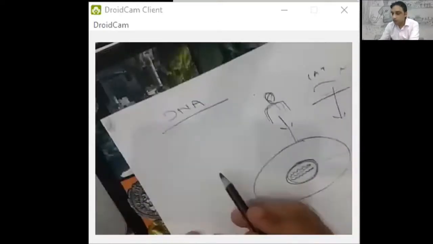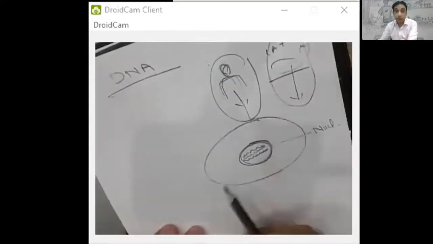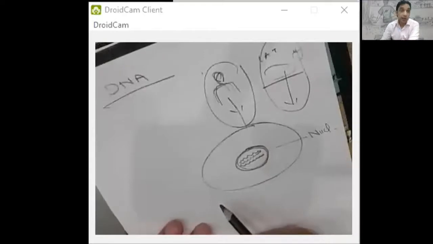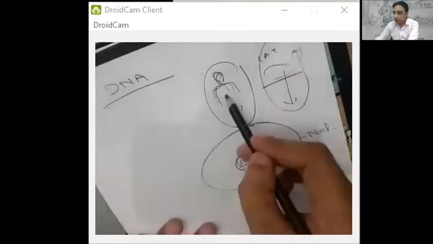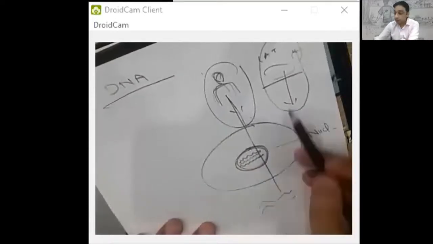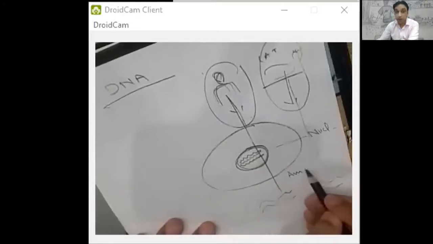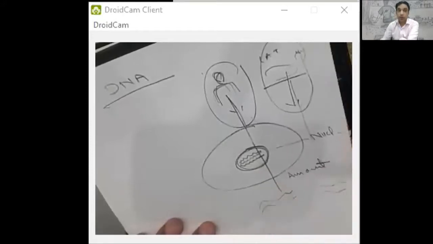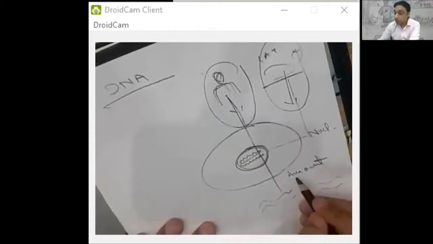The difference between humans and the cat is not that we are carrying different types of genetic material. The difference is that the DNA of the humans is different in terms of amount. Remember, in terms of amount, and it is different in terms of the sequence.